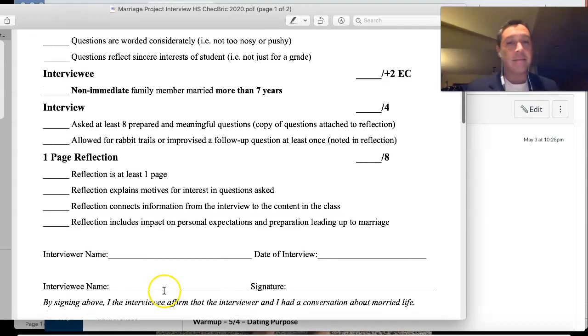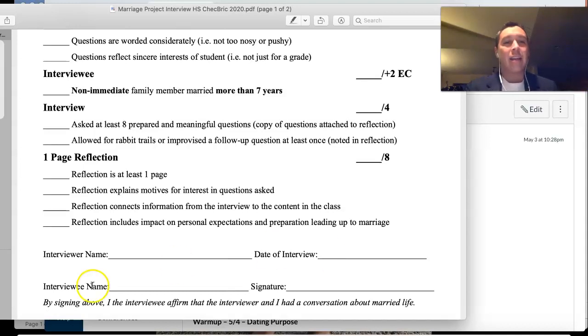Your reflection needs to be 1 page, at least. It needs to explain your motives for asking your questions. It needs to connect information from the interview to content in the class, and it needs to include impact on personal expectations and preparation leading up to marriage. Meaning, after talking to them, I now feel like I understand this better, or I'm a little confused because this was different than that. So basically explain how that interview affected you.